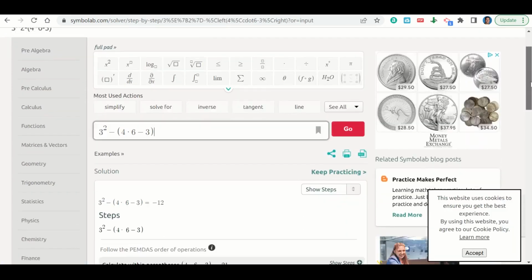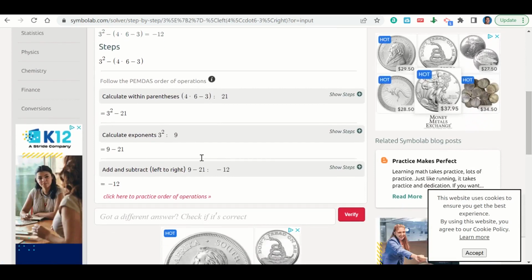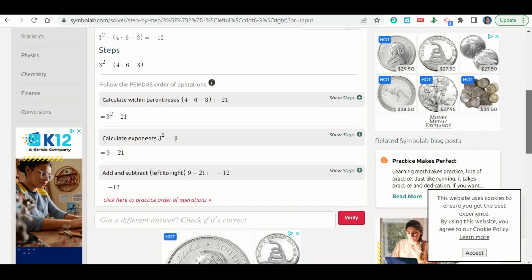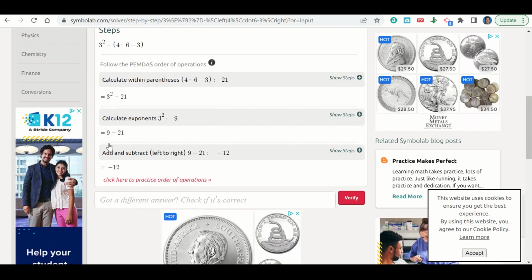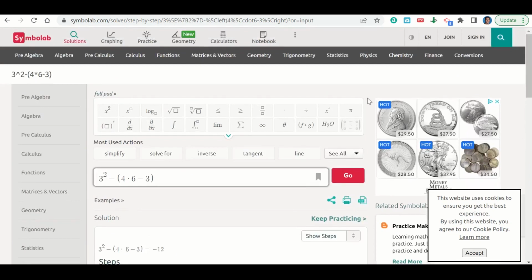and it'll spit out the answer for us. It tells us the answer should be negative 12, and it tells us exactly how that works. So it says for the steps, we should do what's in the parentheses first, beginning with the multiplication. 4 times 6, which is 24, minus 3 is 21. Then we can go ahead and subtract it. So 3 squared is 9, because we calculate the exponents next. And then we subtract from left to right, so we get 9 minus 21, which is negative 12. So this is how we can use Symbol Lab to check our work when dealing with order of operations.